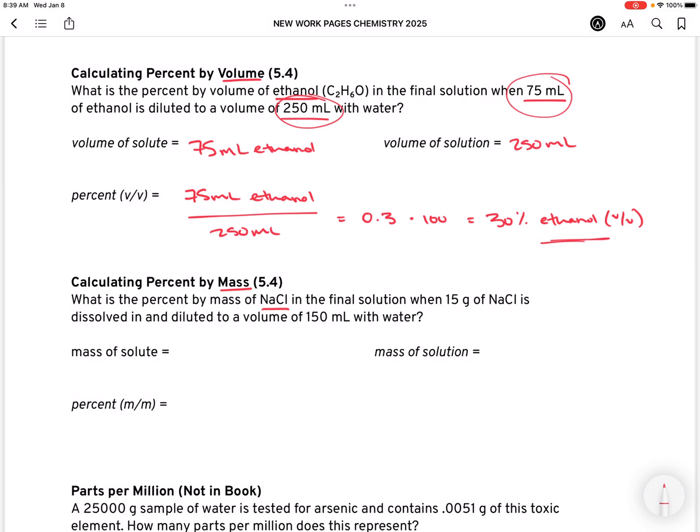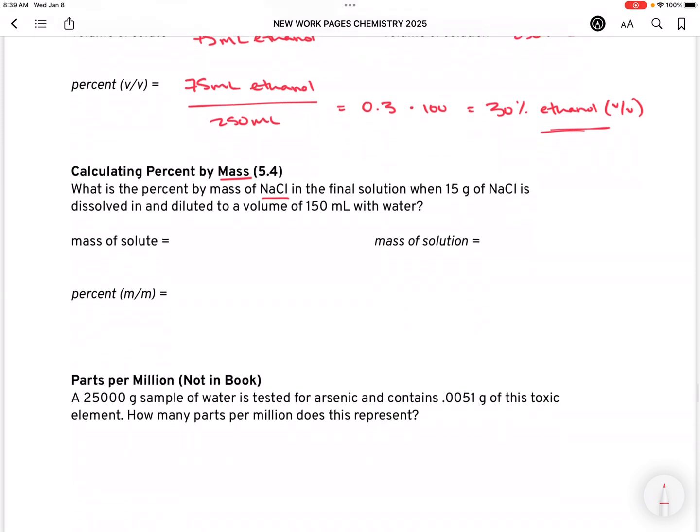All right, now down below, let's talk about percent by mass. So what is the percent by mass of NaCl in the final solution when 15 grams, now we're working with grams, we're not working with a volume, of NaCl is dissolved in and diluted to a volume of 250 milliliters? So let's put our mass of our solute is 15 grams of NaCl. Now the mass of our solution is 150 milliliters.